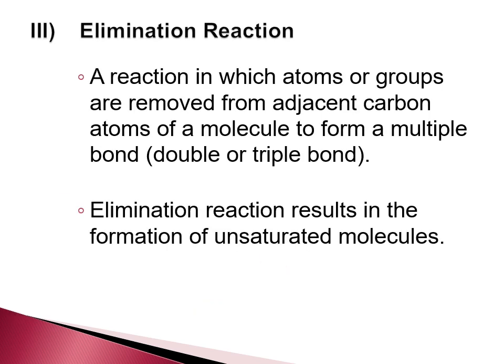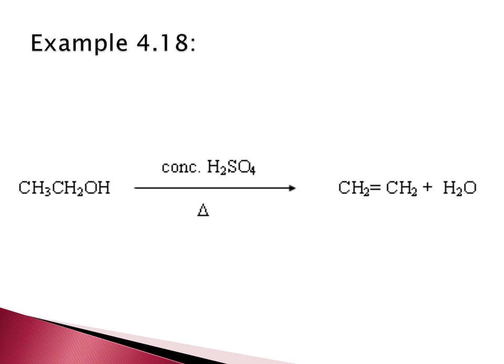The third type of reaction is elimination. We eliminate a certain atom or group from a carbon atom of a molecule in order to form an unsaturated covalent bond. This is a reaction where we are going to produce an alkene. This is ethene. It has a double bond. So how are we going to form ethene? By removing or eliminating one hydroxy group and one hydrogen atom from ethanol.